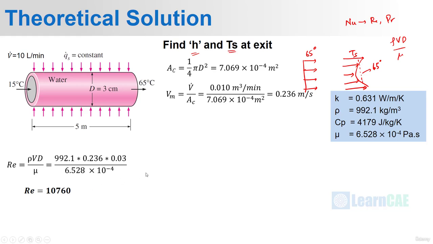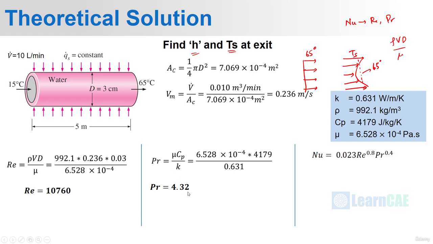Okay. Next, we shall calculate the Prandtl number. That is mu Cp by K. We can substitute the values. Prandtl number is equal to 4.32. Since the flow is turbulent, we shall use the Nusselt number formula for turbulent flow, which is 0.0234 into Reynolds number power 0.8 and into Prandtl number power 0.4. Since the fluid is getting heated here, we are using 0.4 as the power of Prandtl number, else we would be using 0.3. Okay, we shall substitute the Reynolds number and Prandtl number. Nusselt number is equal to 69.4.